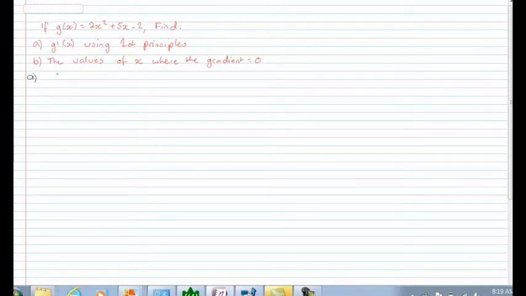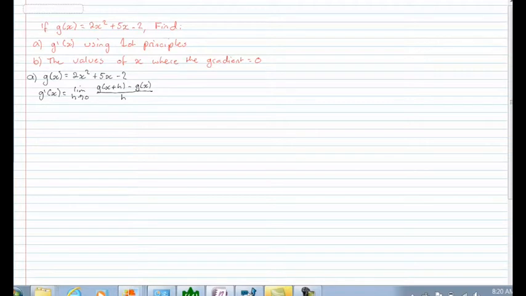Now, like always, we need to write out the function. So g of x is equal to 2x squared plus 5x minus 2. Alright, now the formula for differentiating using first principles is g dashed of x equals the limit as h approaches 0 of g of x plus h minus g of x over h. Okay, so first of all, what we need to find out is g of x.